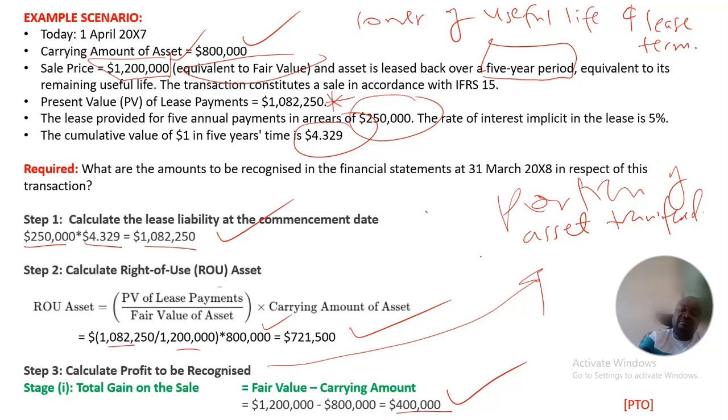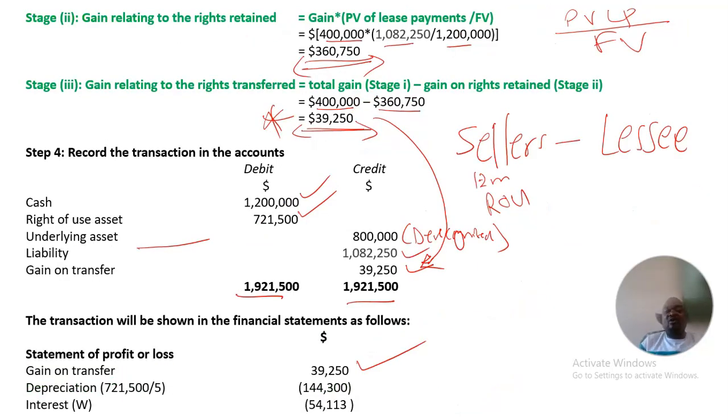So the depreciation is also based on this figure. What is that figure? This is the same figure which we said relates to the right of use asset.